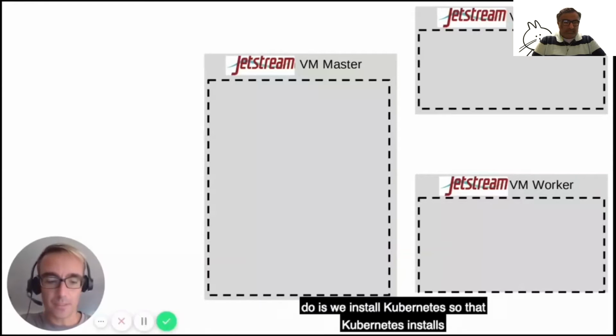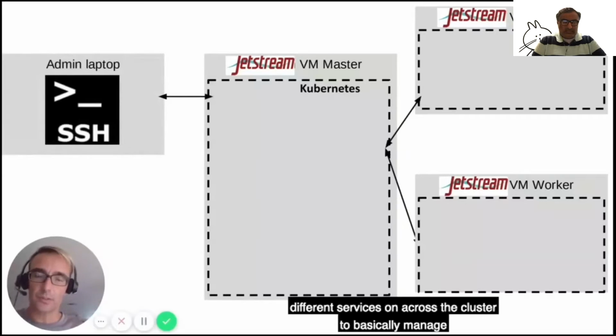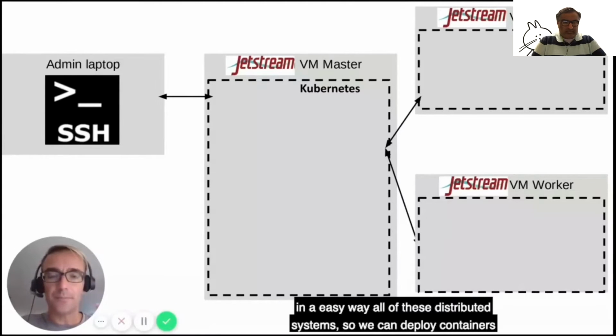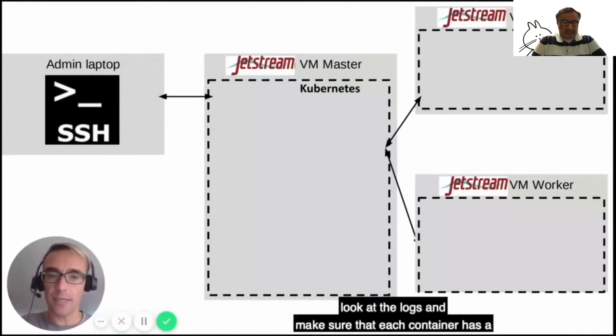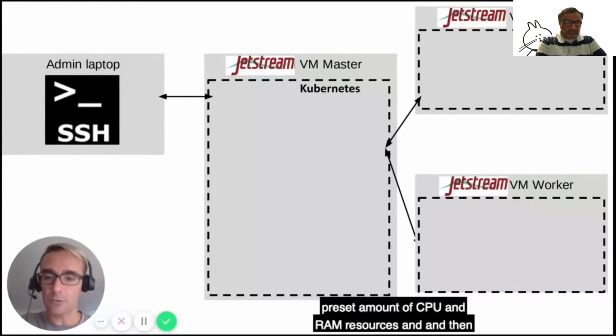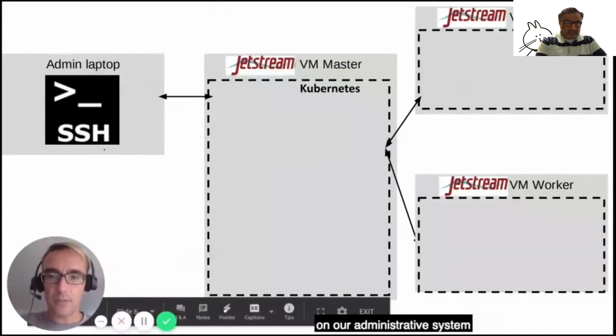So what we do is we install Kubernetes, so that Kubernetes installs different services across the cluster to basically manage in an easy way all of these distributed systems. So we can deploy containers somewhere in the cluster using Kubernetes. We can monitor them, look at the logs, and make sure that each container has a preset amount of CPU and RAM resources. And then we have, of course, this on our administrative system.